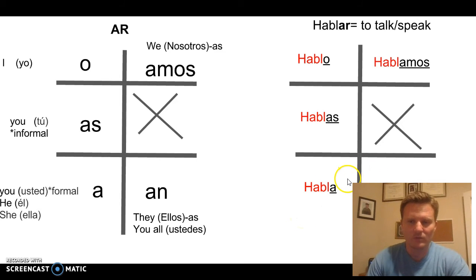hablan. So just remember that the ones that are down here in the bottom left quadrant and in the bottom right quadrant, these ones mean several things, and so the subject pronouns, the usted, él, and ella, become very important to use while you're saying them, while you're speaking the word. And also in this quadrant, the an, the hablan, either the ellos hablan or ustedes hablan, it becomes important to include that subject pronoun. Whereas the other ones, the o or the as or amos, hablo, hablas, or hablamos, it can only mean one thing, so it's not as important to include it.